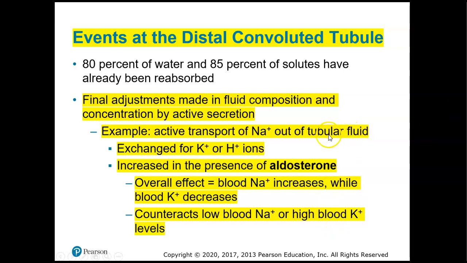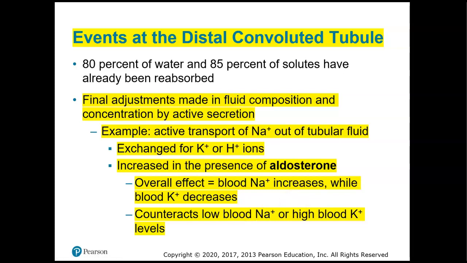The events at the DCT, this is where final adjustments are made in the fluid composition and concentration by active secretion. So one example is the active transport of sodium out of the tubular fluid and into the blood. And this can be exchanged for potassium or hydrogen ions. This is increased in the presence of aldosterone. So the overall effect is that the sodium in the blood increases and the potassium decreases. And it will counteract low blood sodium or high blood potassium levels. So aldosterone will help to increase sodium levels in the blood and decrease potassium levels.